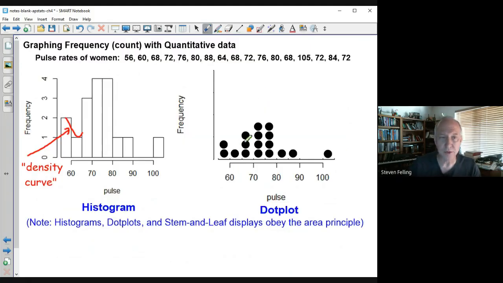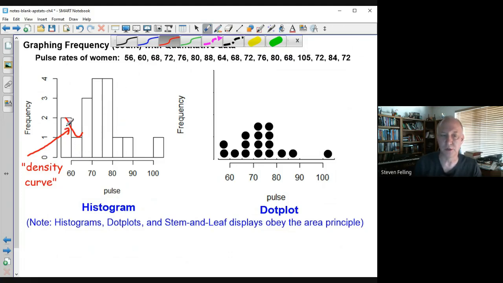All right, so here's some data. This happens to be the resting pulse rates of various women. And if we were to graph this using these methods, we could produce a histogram. We could divide the region, like say from the 50s up to over 100 here, into bins, and then count how many of each of these pieces of data are in each of those bins.